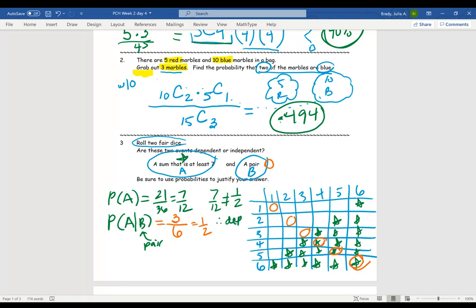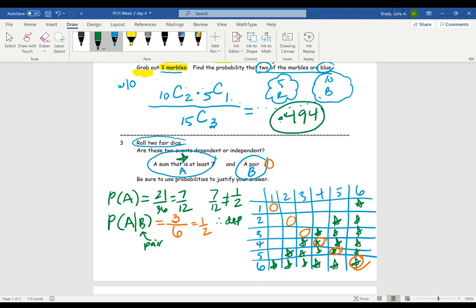Now, you could use a different base event. If you wanted to think about it a different way, let's see if we can. We've got a little bit of a lag. Hang on. Let's see if we can think about it a different way.